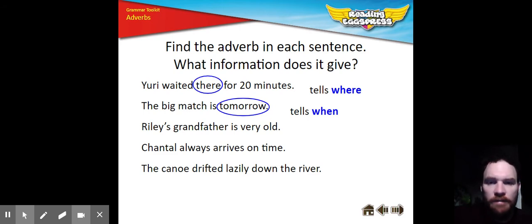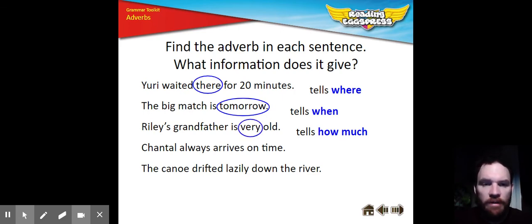Riley's grandfather is very old. The adverb tells us how much. The adverb is very. He is very old. Chantel always arrives on time. The adverb tells us how. The adverb is always. Chantel always arrives.